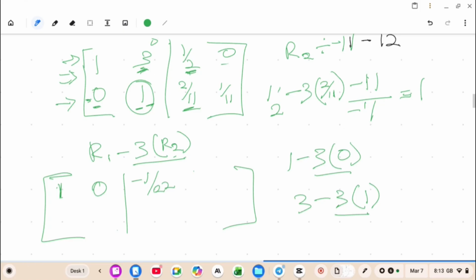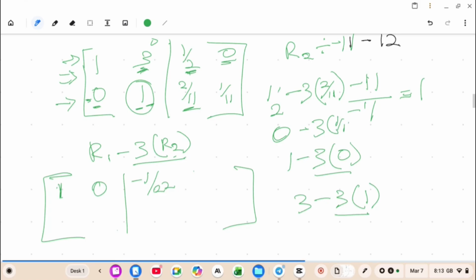Same thing happens to this side. So we say 0 minus 3 multiplying row 1. Sorry, row 2, and the row 2 is 1 on 11. So when you multiply negative 3 by 1 on 11, you get negative 3 on 11. But here is 0, so you have negative 3 on 11.